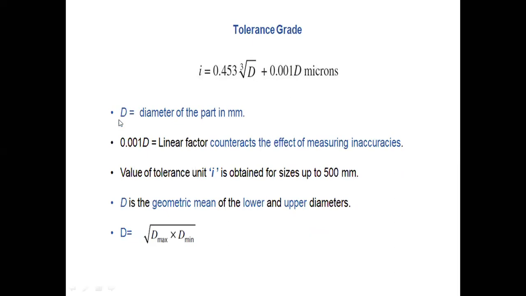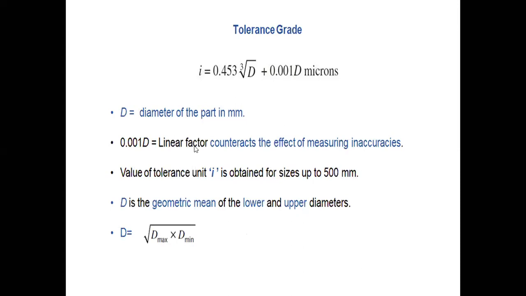Then what is this D? The meaning of this D is the geometric mean of the lower and upper diameters. You know what the geometric mean is? If a and b are two values, then the geometric mean of a and b is the square root of a into b. That will be the geometric mean. So what are these upper and lower diameters? That you have to understand.